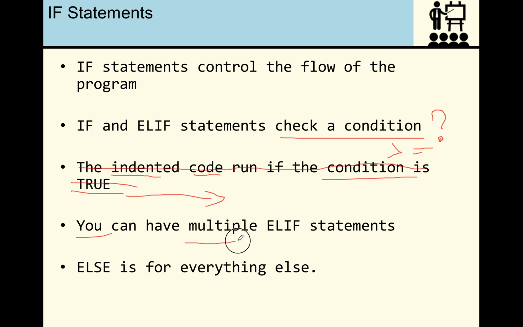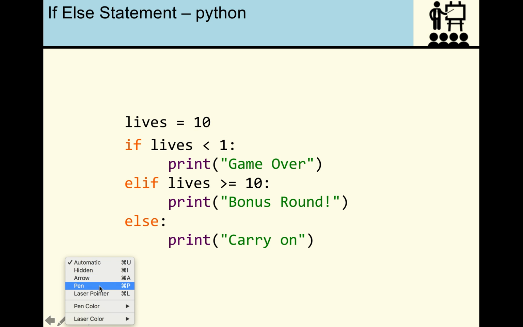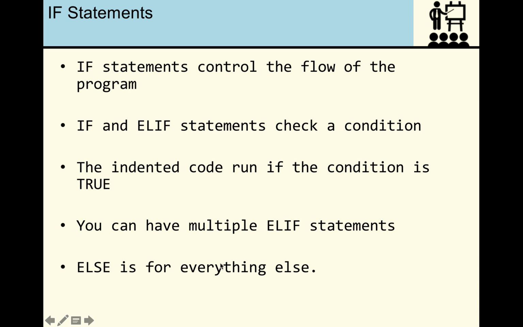You can have multiple ELIF statements. If I go back here, I can have lots of ELIF statements. So I could say if lives is greater than or equal to 9, you just missed a bonus round. If lives are greater than or equal to 8, oh, you're way off the bonus round. If lives are greater than or equal to 1, only 1 life left. I can have lots of ELIF statements, but they need to go between my if and else statements. And then finally, for everything else, we use else. So if all my if and ELIF statements are false, then I have an else statement for everything else.